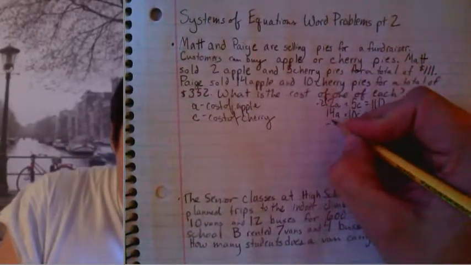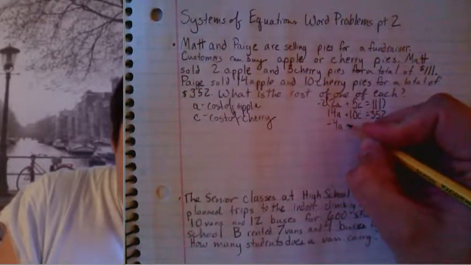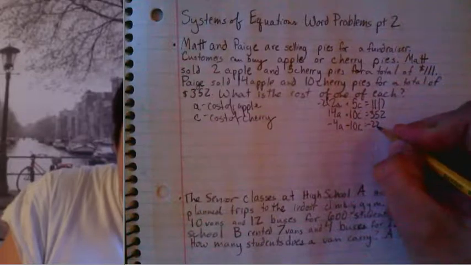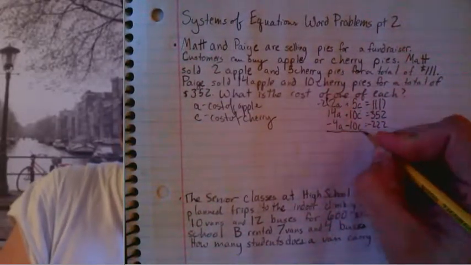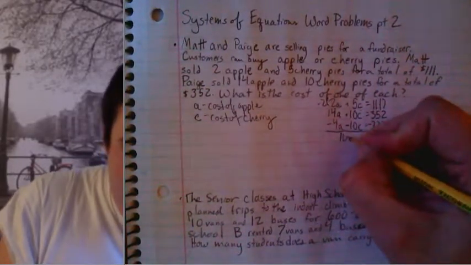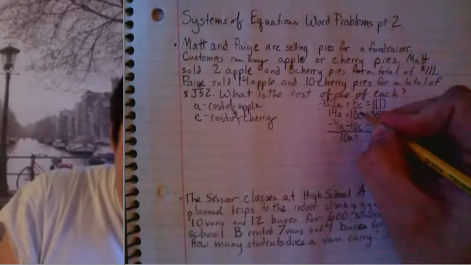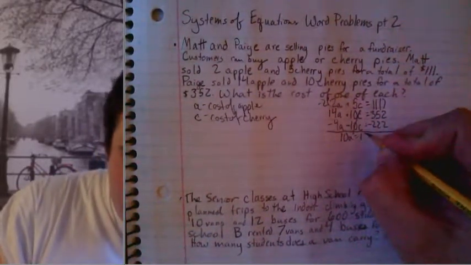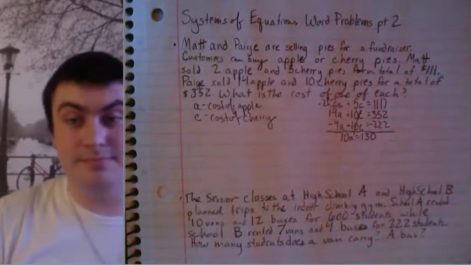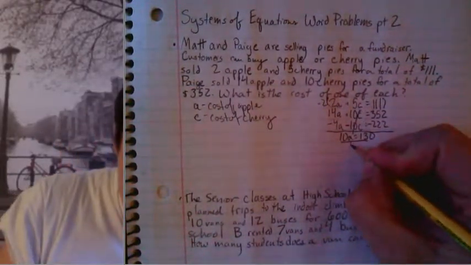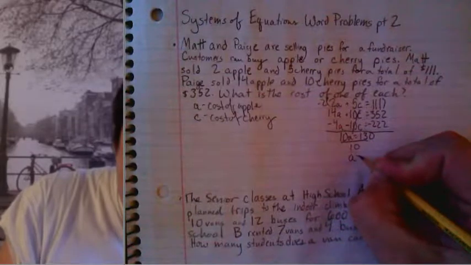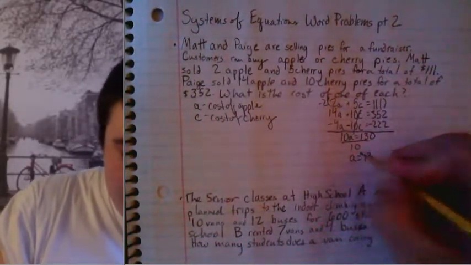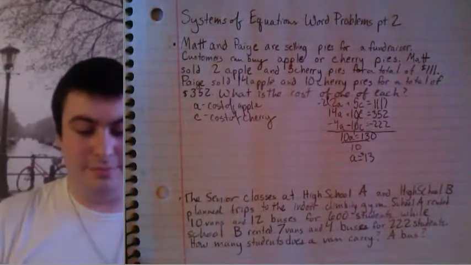So we have this as -4a minus 10c equals -222. Then I'll be left with 10a equals, our c's eliminate away, equals 130. So we take both sides, divide by 10, and it looks like an apple pie costs $13. Well, we plug that in.